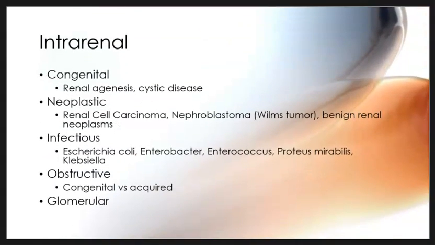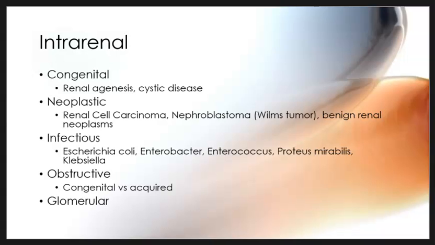Now that we understand what responsibility our kidneys have, we can dive into disorders of the intrarenal origination. There are many types of intrarenal disorders that have potential to cause chronic kidney disease or end-stage kidney disease. These are categorized as congenital, neoplastic, infectious, obstructive, and glomerular.